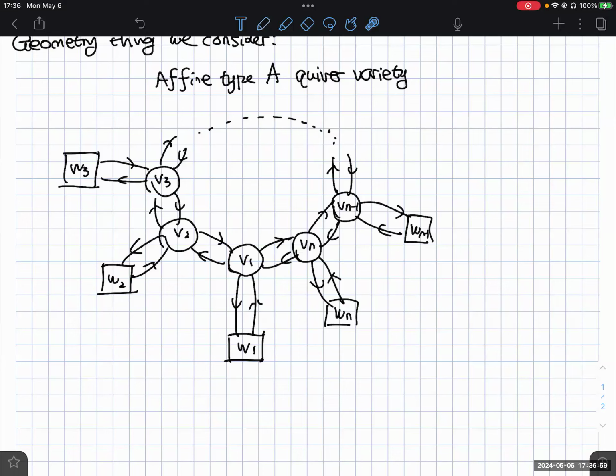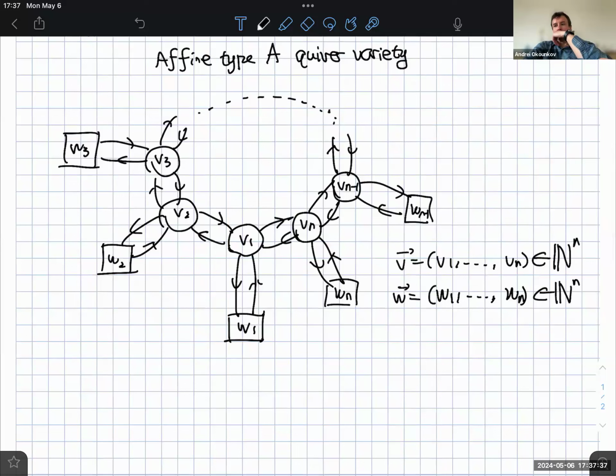So the meaning of this quiver is the following. Each of these nodes stands for a vector space. For example, the vertex V1 is just a number. I denote all of these numbers in a vector. These numbers are positive or non-negative integers, and each number stands for the dimension of the vector space that the vertex corresponds to. Each of the arrows stands for a morphism from one vector space to another.